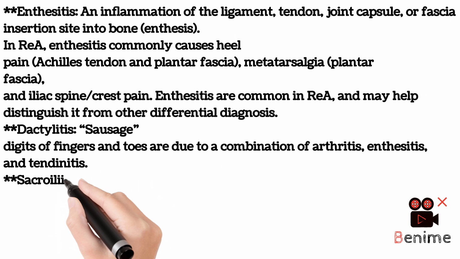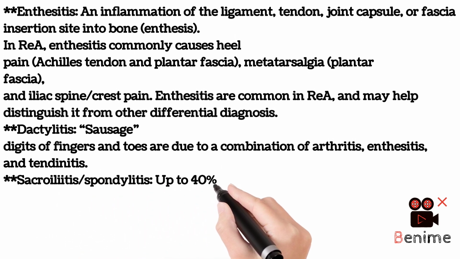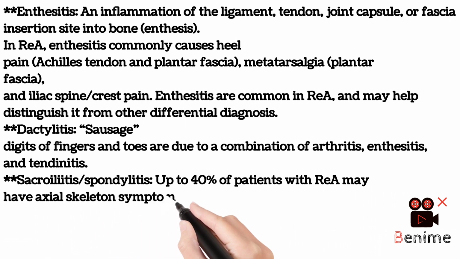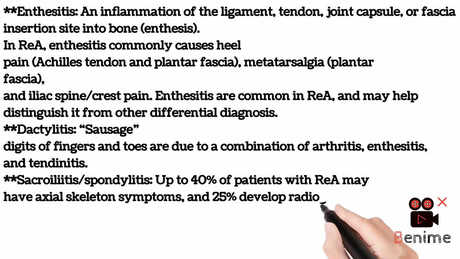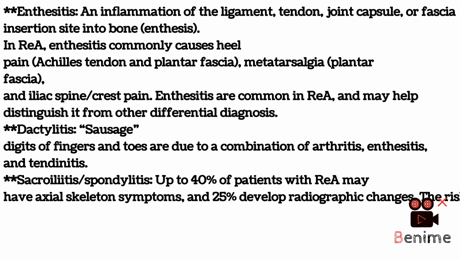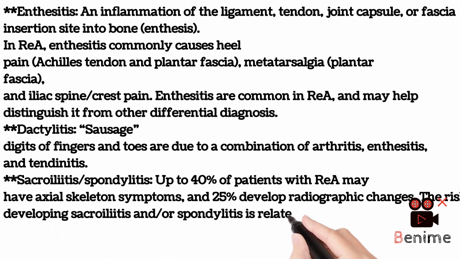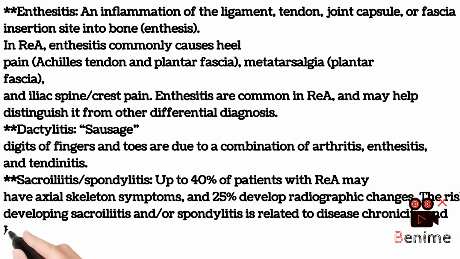Dactylitis. Sausage digits of fingers and toes are due to a combination of arthritis, enthesitis, and tendinitis. Sacroiliitis, spondylitis. Up to 40% of patients with reactive arthritis may have axial skeleton symptoms, and 25% develop radiographic changes. The risk of developing sacroiliitis and/or spondylitis is related to disease chronicity and HLA-B27.